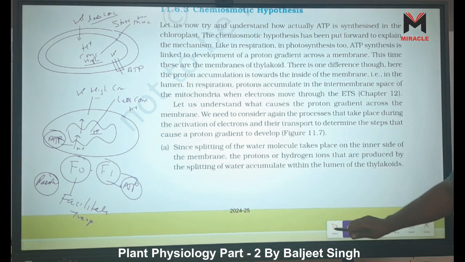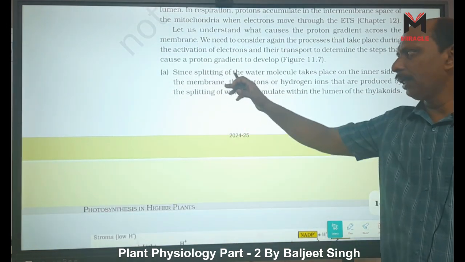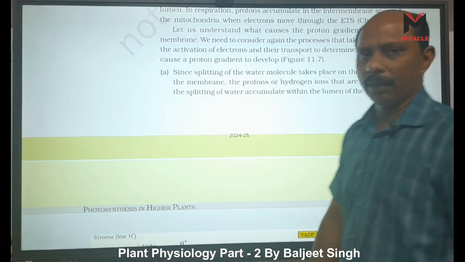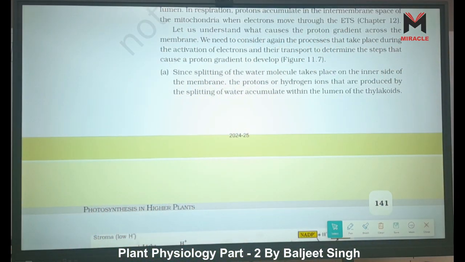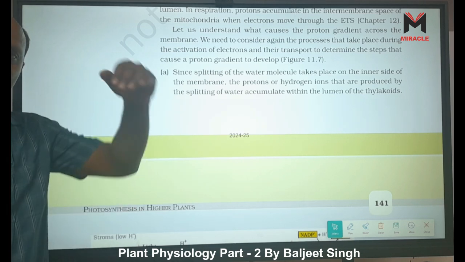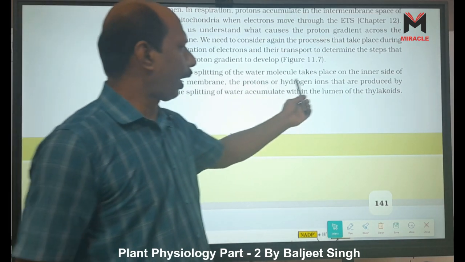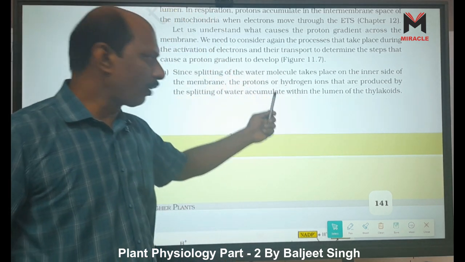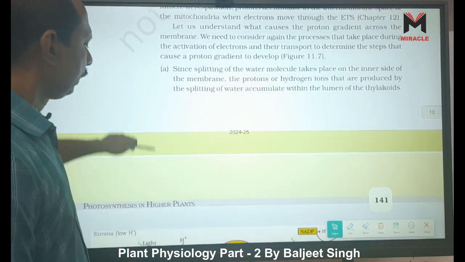The first step is the splitting of water molecules, which takes place on the inner side of the membrane, inside the lumen, because PS second is present toward the inner side, right? That's why the protons or hydrogen ions produced by the splitting of water accumulate within the lumen of the thylakoids.